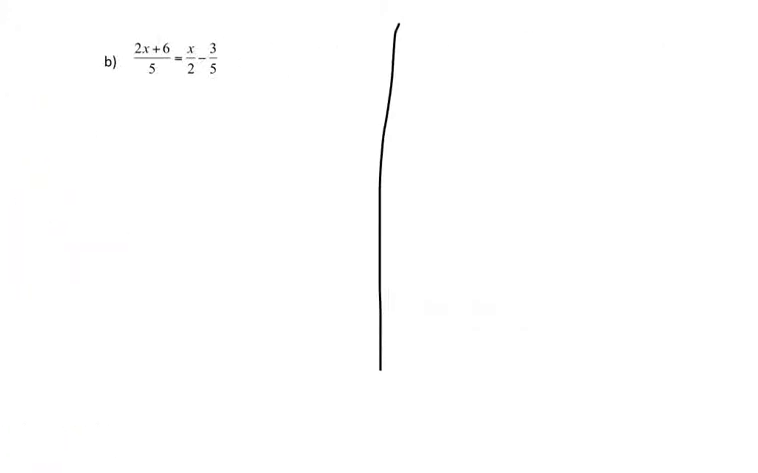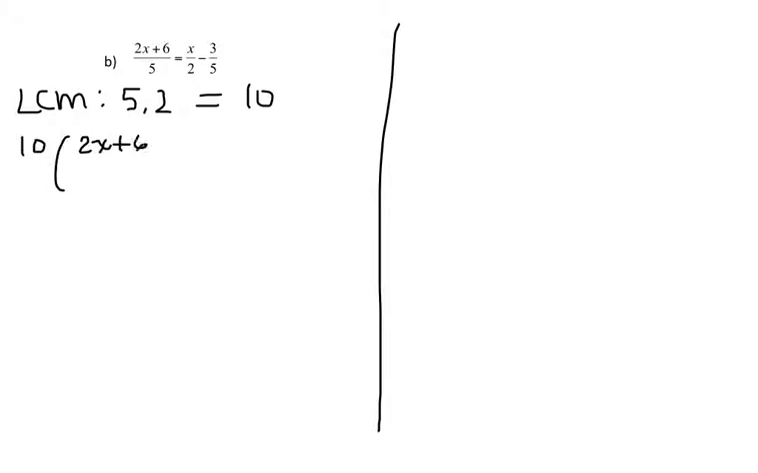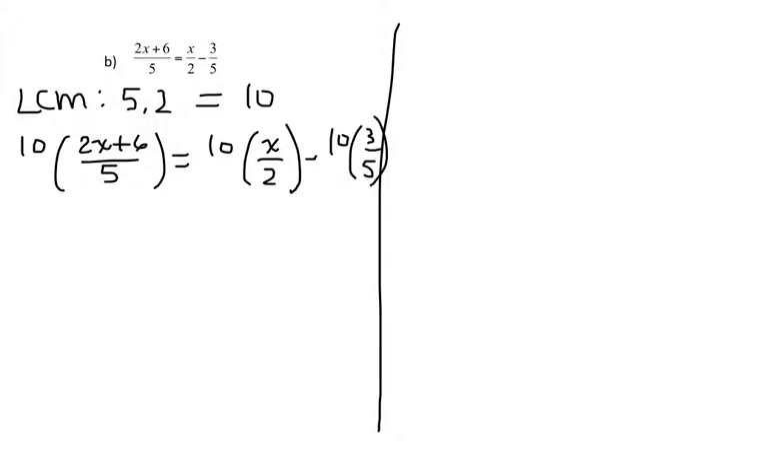Okay, again, I'm going to show my two methods. In this case, I need an LCM of 5 and 2. That's 10. So I'm going to multiply everything by 10. So 10 times (2x plus 6) over 5 equals, everything has to be multiplied by 10, 10 times x over 2 minus 10 times 3 over 5. Everything gets multiplied by 10.